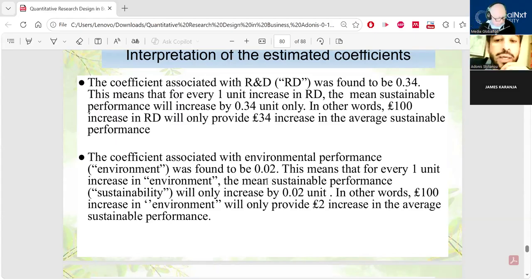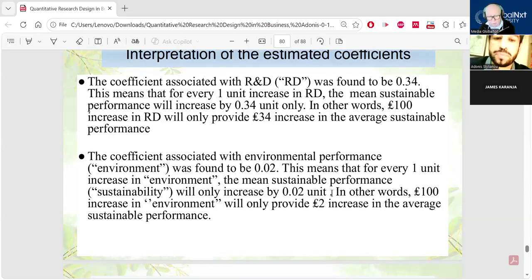This is even worse when it comes to environmental expenditure, green policies. We have 0.02, which means for a £100 investment, you're only getting a £2 increase in the average sustainable performance. So you can see here, the interpretation is really important in these terms.